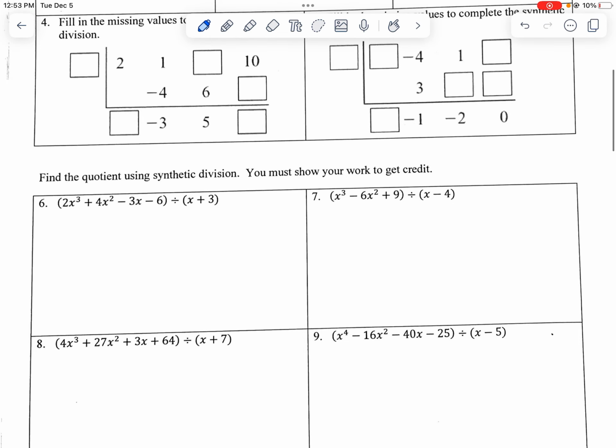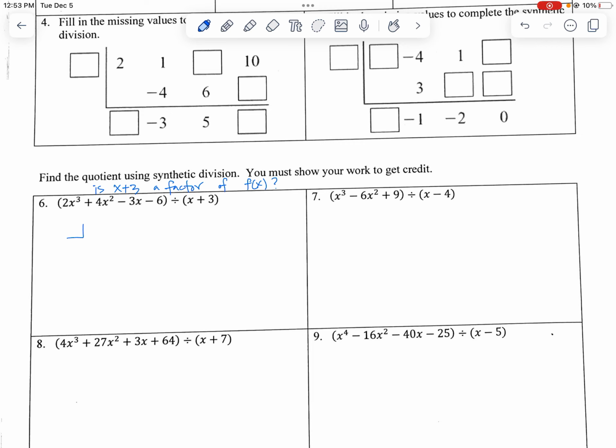So in number 6, I'm asking, will this polynomial, 2x cubed plus 4x squared minus 3x minus 6, be divisible by x plus 3? Well, really what I'm asking is, is x plus 3 a factor of this polynomial, whatever, f of x or g of x? That's really what I'm asking. The way to solve that is to see if x plus 3 divides evenly into this polynomial.